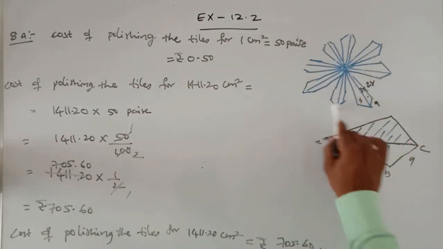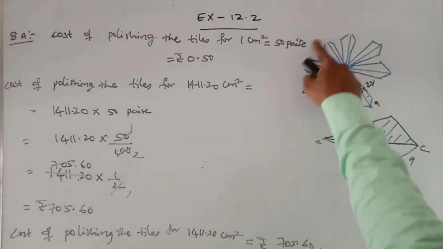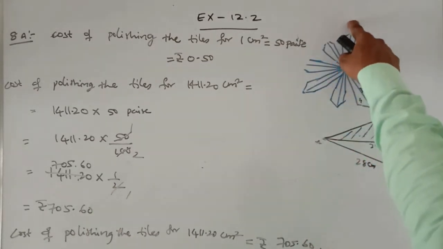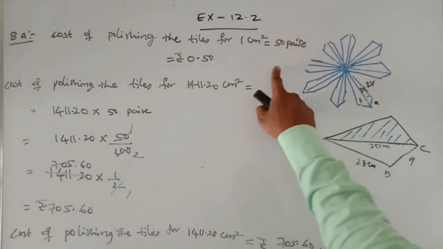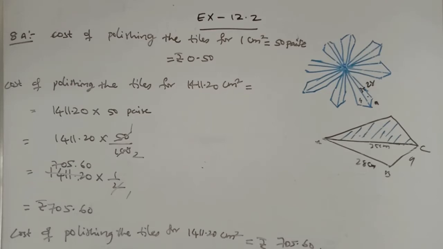Now this total area of these tiles will be 16 into 36 root 6 is equal to 1411.20 square centimeters. Now for polishing this area, for 1 square centimeter I am paying 50 paise. Then automatically for my area, how much I have to pay? That's equal to 705.60 rupees I have to pay.